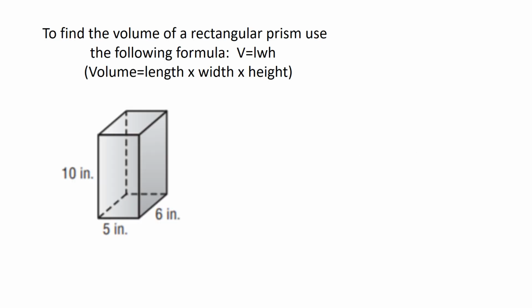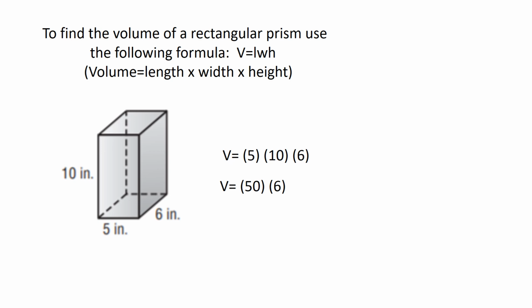This is your instructions on finding volume. We're going to start with a rectangular prism. At the top you can see to find the volume of a rectangular prism, you use the formula volume equals length times width times height. So here you see that we have used the length times width times the height.